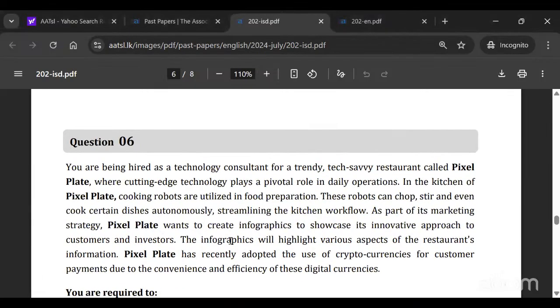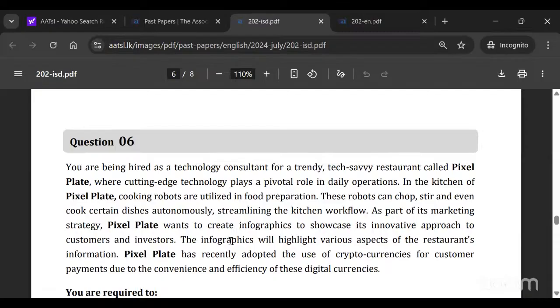You are being hired as a technology consultant for a trendy tech-savvy restaurant called Pixel Plate, where cutting-edge technology plays a pivotal role in daily operations. In the kitchen of Pixel Plate, cooking robots are utilized in food preparation. Those robots can chop, stir, and even cook certain dishes autonomously, streamlining the kitchen workflow.